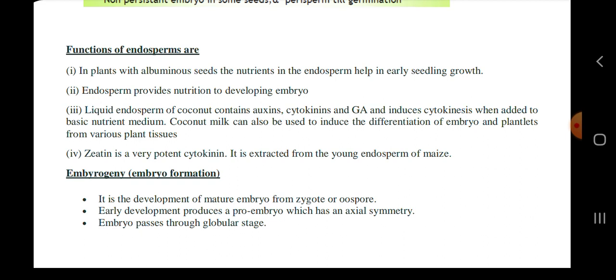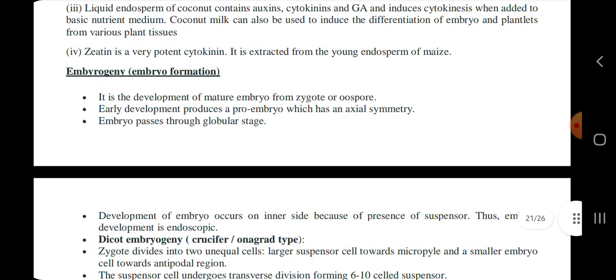Then the liquid endosperm of coconut contains auxins, cytokinins and GA, and cytokinins when added to basic nutrient medium. Coconut milk can also be used to induce the differentiation of embryos and plantlets from various tissues. Zeatin is a very potent cytokinin. It is extracted from young endosperm of maize. Okay.